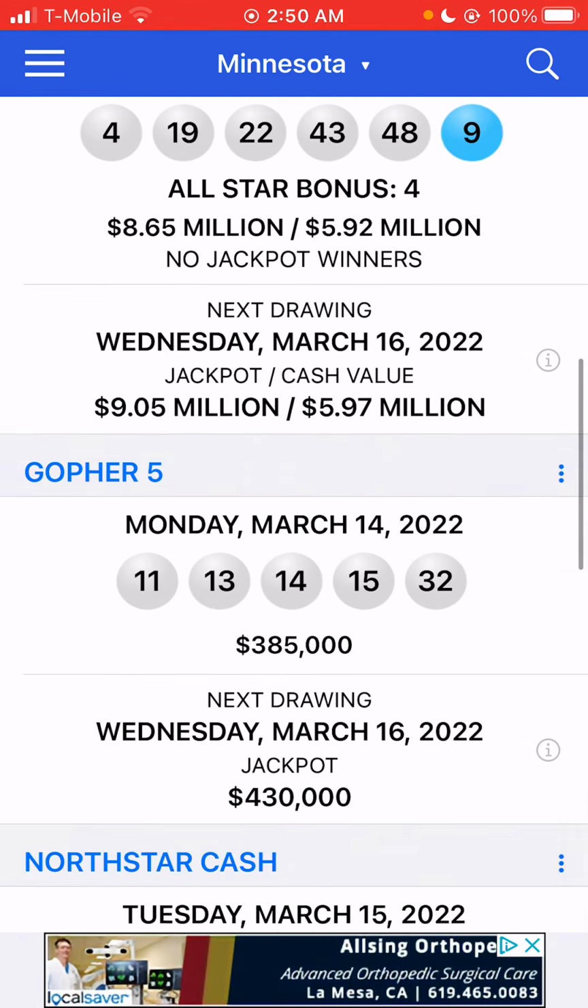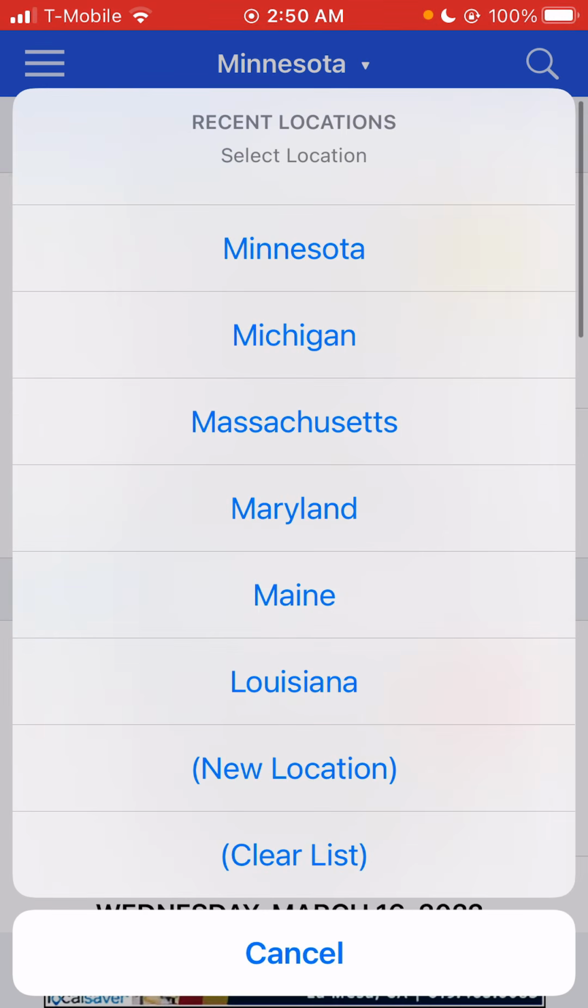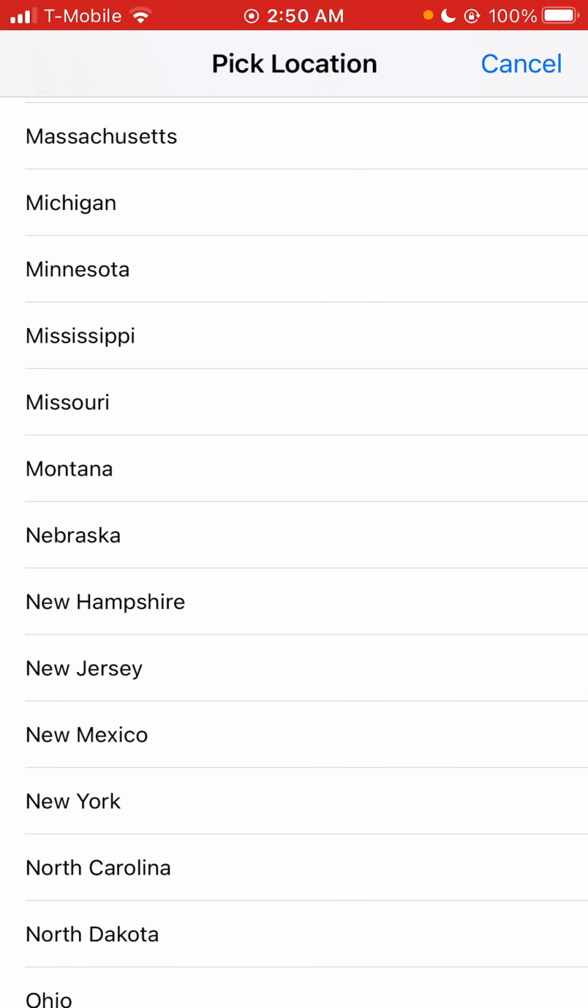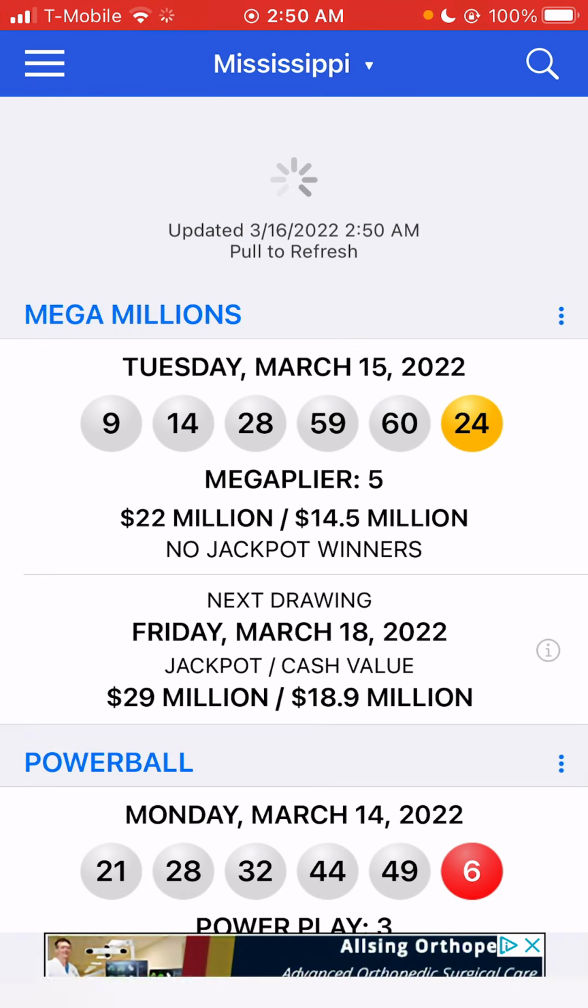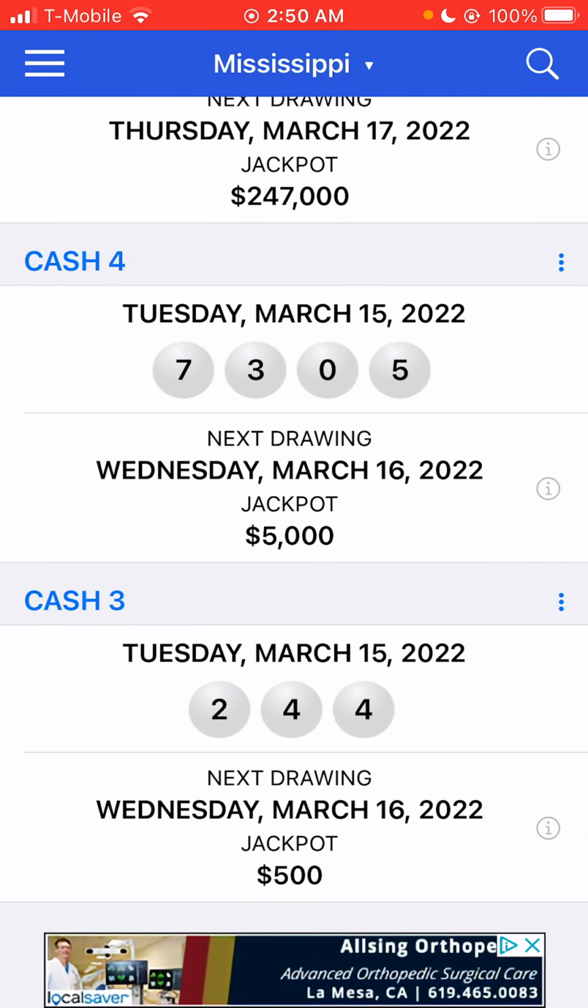Minnesota. Minnesota doesn't have it. Mississippi. Wouldn't play Mississippi today.